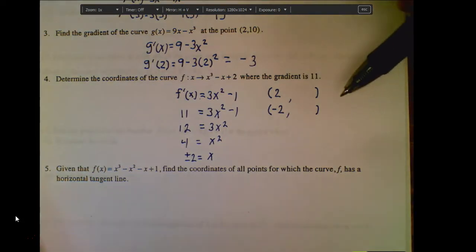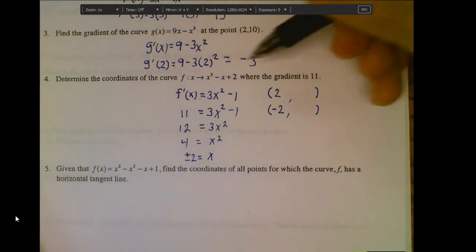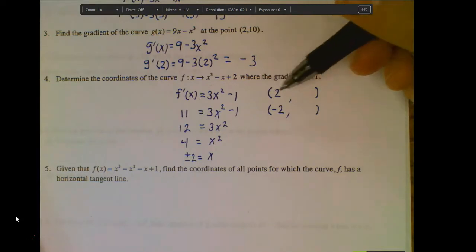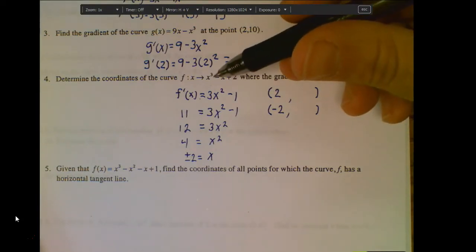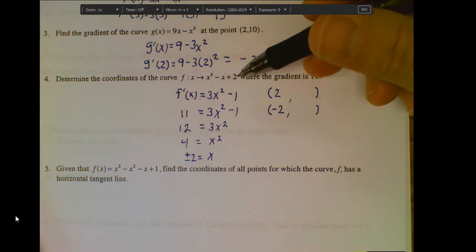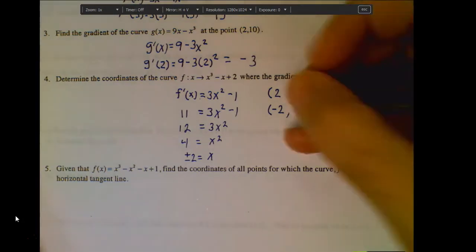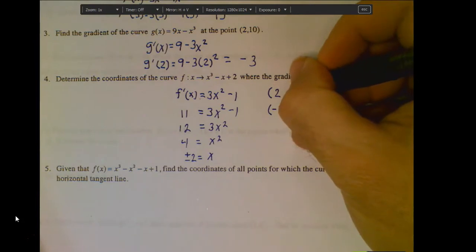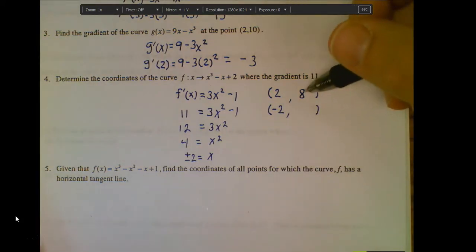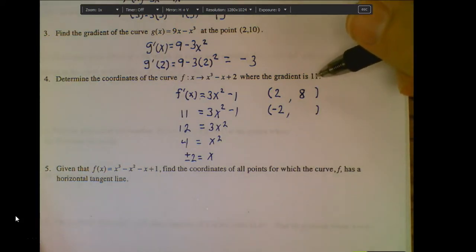Well, how do you ever get a y coordinate? You take an x coordinate, you sub it into the original function to get a y coordinate. So if I take my 2 and sub it in right here for x, so 2 to the third minus 2 plus 2, right, and we get 8 is the y coordinate. One thing that I always want you to keep in mind for these is, where do you get a y coordinate from, and where do you get a gradient from?